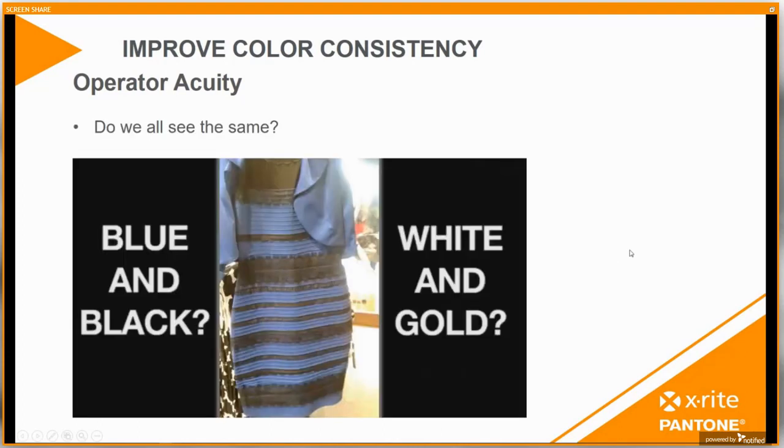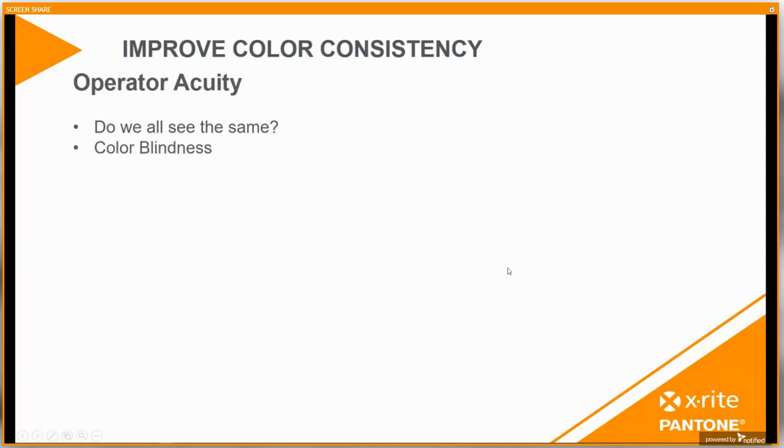You all remember when this was the internet sensation of, is that dress blue and black or is it white and gold, right? It's one picture, but different people see it differently based on their physiology and a number of other factors that will cause people to see that same thing differently. So the simple answer is no, we don't all see the same. What causes us to see differently?